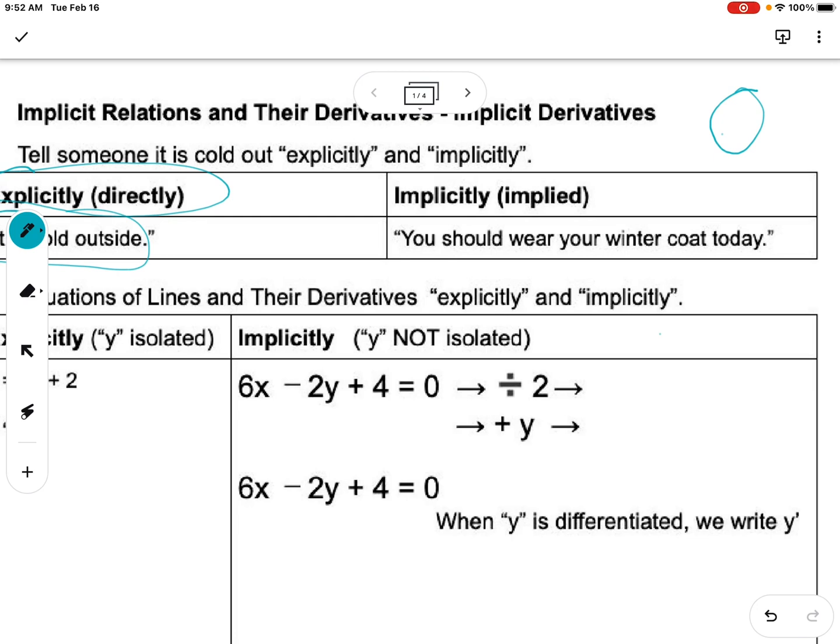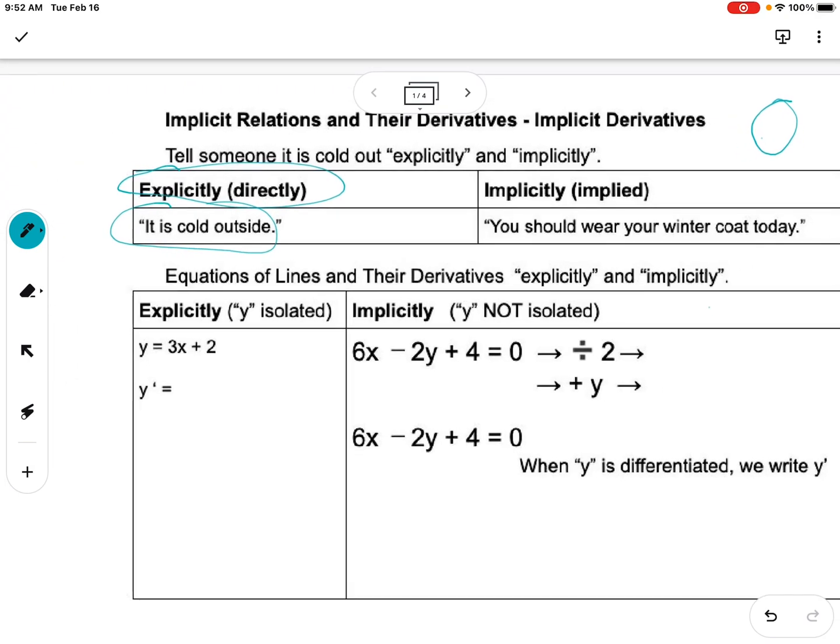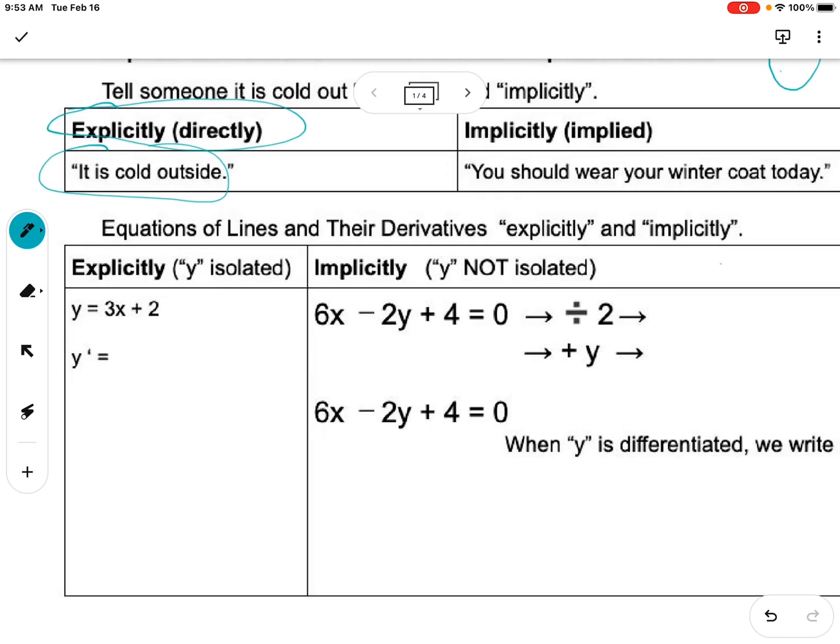So if I looked at someone and said, you know, you really should wear your winter coat today, there's an implied meaning there that, in fact, it is cold outside. Okay, so direct is explicit, indirect or implied is implicit. Well, the same thing is true about functions in math.